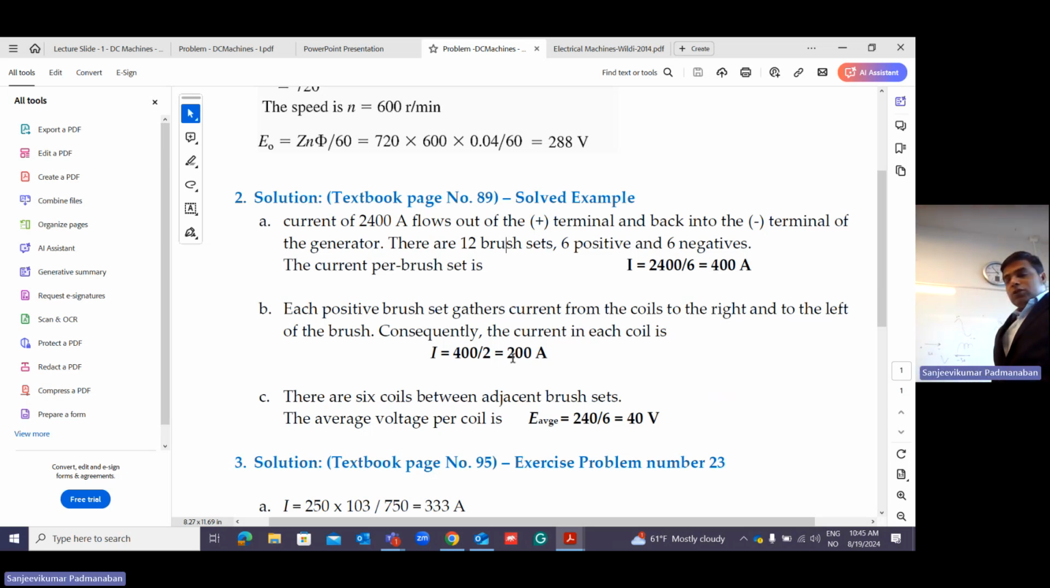Any doubt? How is the current shared between them? The total current is going to be 400 ampere. How does each coil separate? 200, 200 ampere. It's clear? Then I get a total of 400. So the brush between coil 1 and 2 is an example. Can I go to the next one?